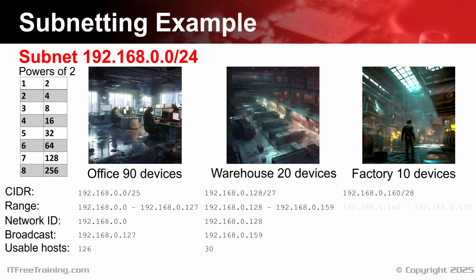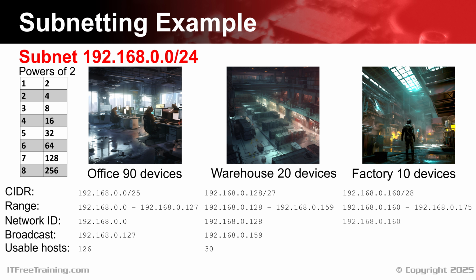To work out the range, we start with the next IP address after the warehouse address. This will be 192.168.0.160. The end of the range will be the value from our powers of 2 table, which is 16. Counting from 0, this gives us 192.168.0.175.